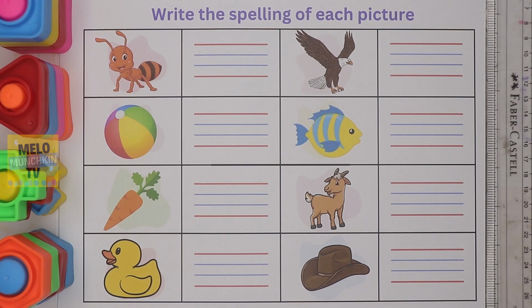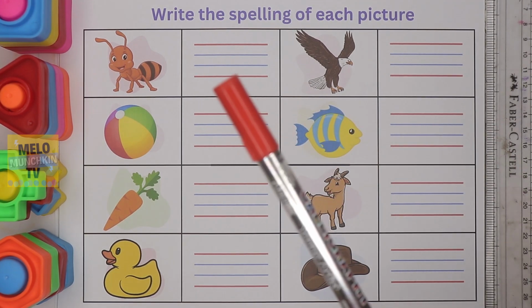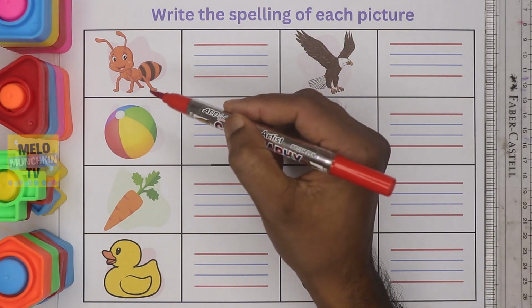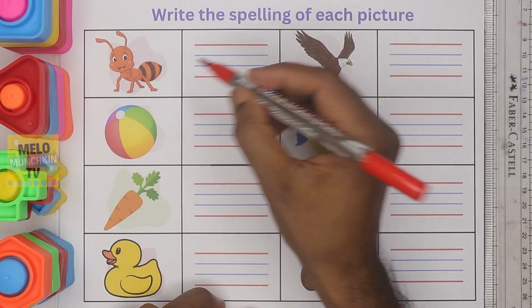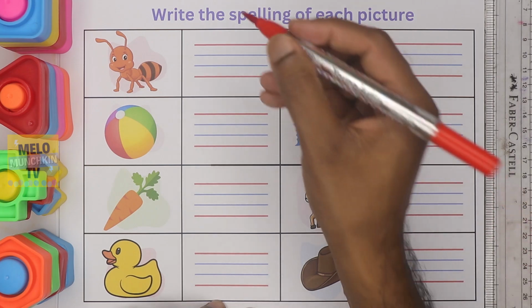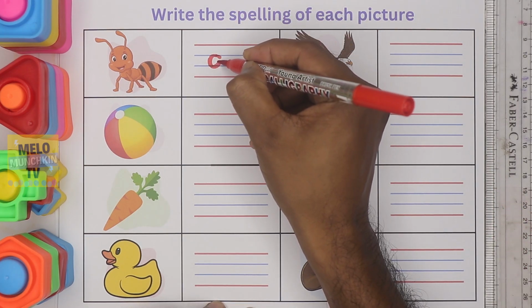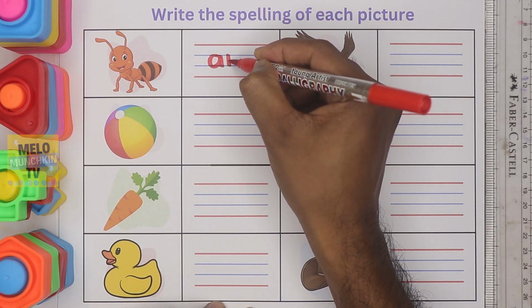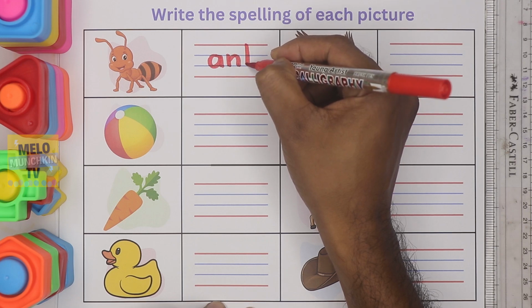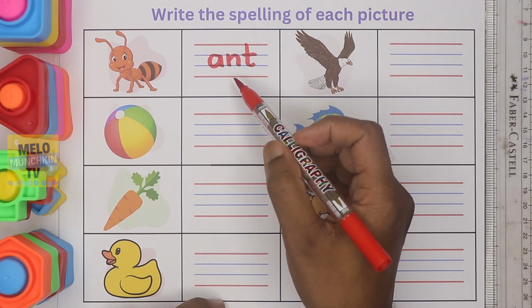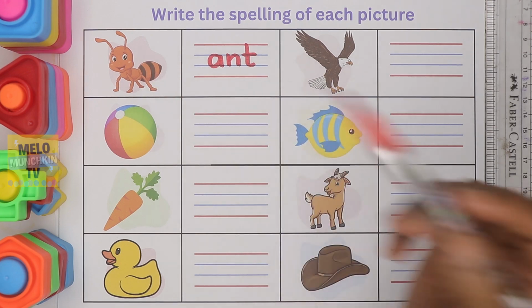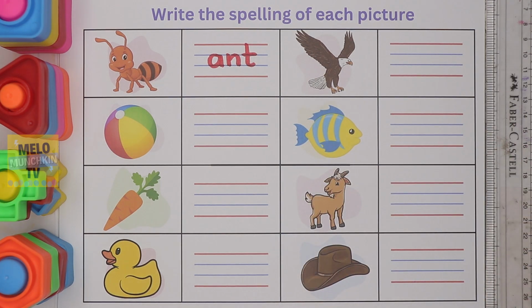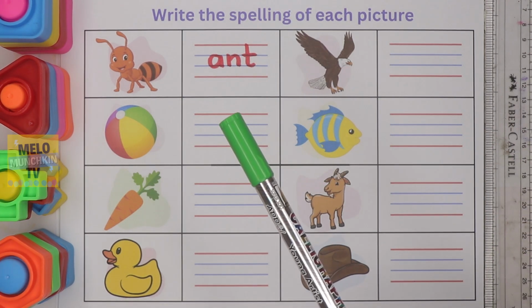Okay. So for the first one I'll take red color and write the first spelling. So what is this? This is an ant. This is an ant and the spelling is A N T. Ant. This is an ant. A-N-T. Ant.